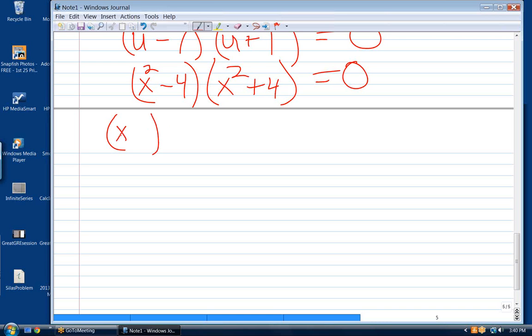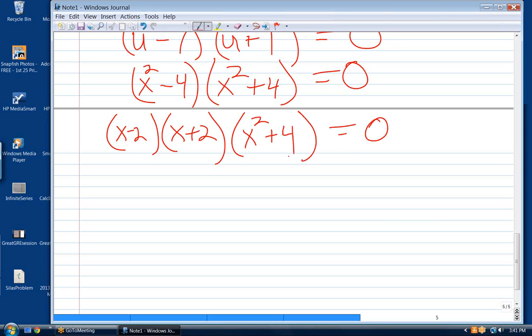x minus 2 and then x plus 2. And then what about x squared plus 4? I don't think so. No, it doesn't. The sum of squares does not factor further. The sum of any even exponents doesn't factor. The cubed, odd numbers, does, oddly enough. If I had a cubed plus b cubed, that does factor, but not the sum of squares. That's an irreducible quadratic.